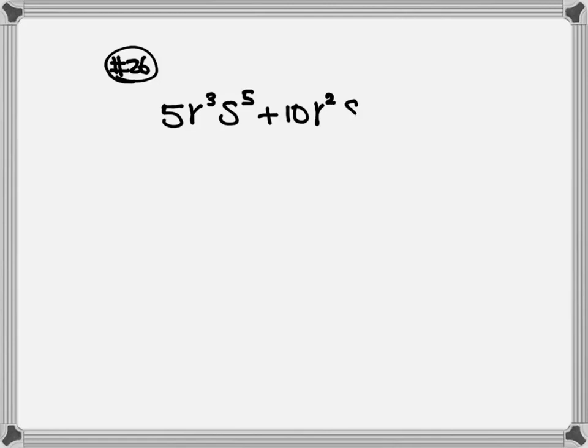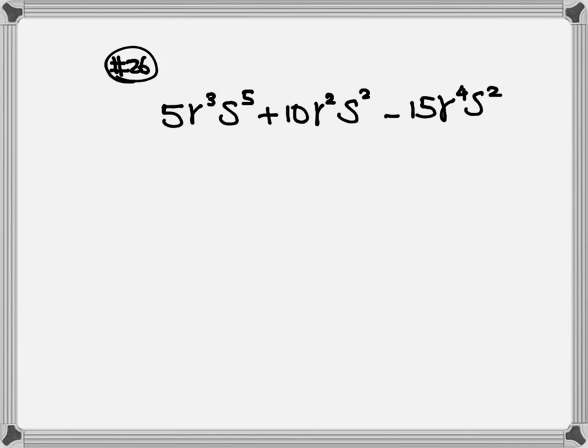Now let's look at number 26. 26, we have 5r^3s^5 plus 10r squared s squared minus 15r^4s squared.